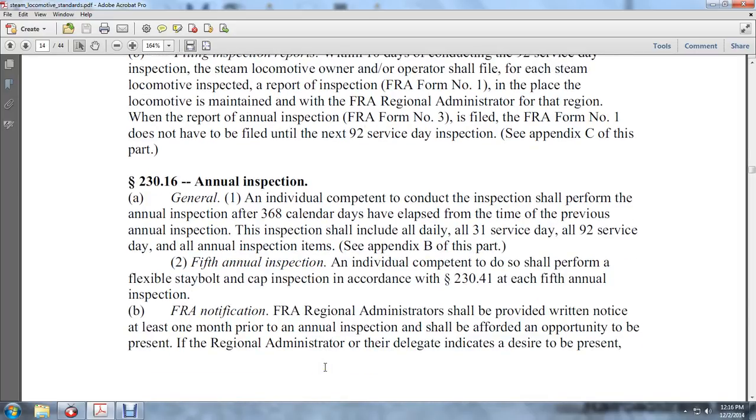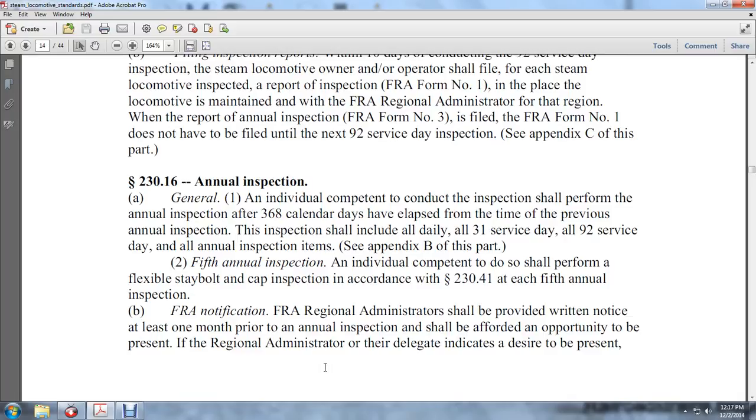230.16 annual inspection. (a) An individual competent to conduct the inspection shall perform the annual inspection when 368 calendar days have elapsed since the previous annual inspection. The inspection shall include all daily, 31 service day, and 92 service day inspection items, and the annual inspection items in Appendix B of this part.